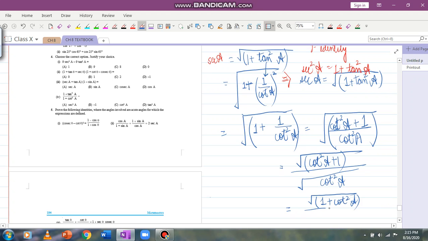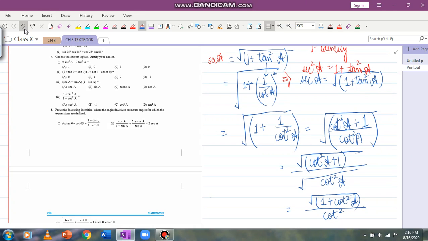I have reordered. You can leave it the way it is. Whereas in the denominator, the square root of cot square A is actually cot A itself. The root and the square, they get cancelled. You can do that also if you want to show this root and square get cancelled. So this is the answer for secant A in terms of cot A.